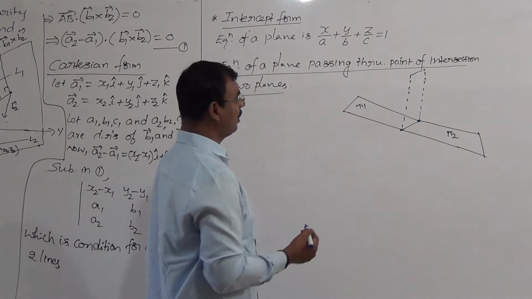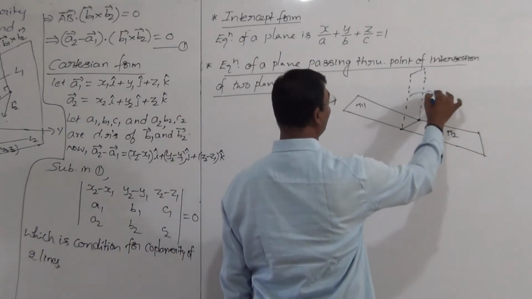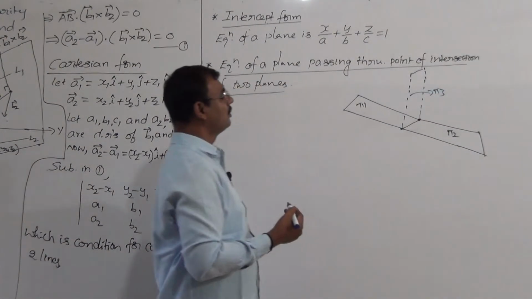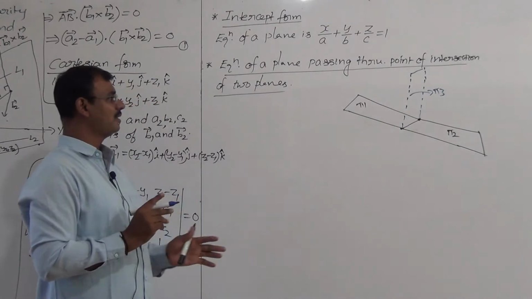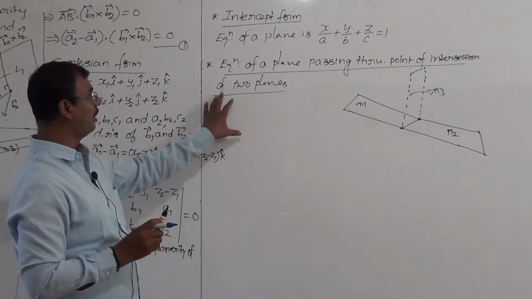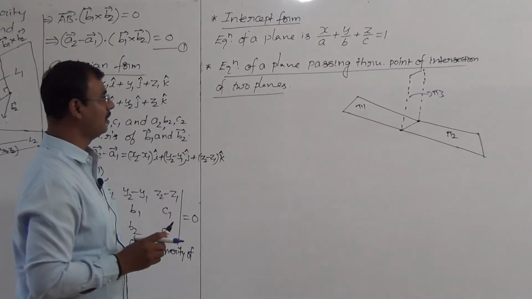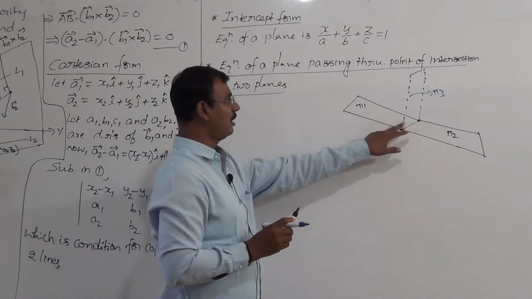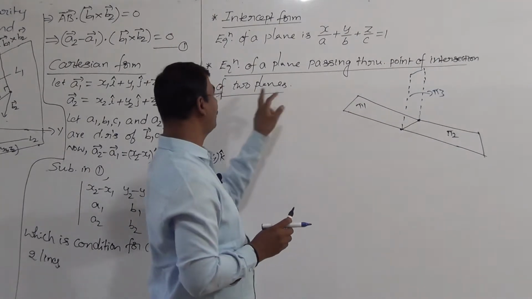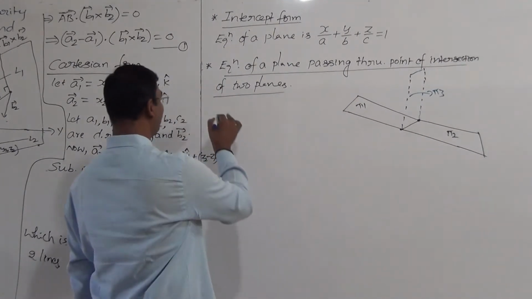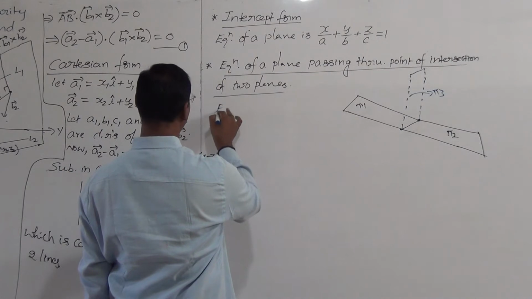So what is the plane equation we want, pi 3? No need for all these concepts and derivations, just remember the formula. According to this, what is the equation of a plane passing through the line of intersection of 2 planes, pi 1 and pi 2? So remember the simple formula for the required plane equation.